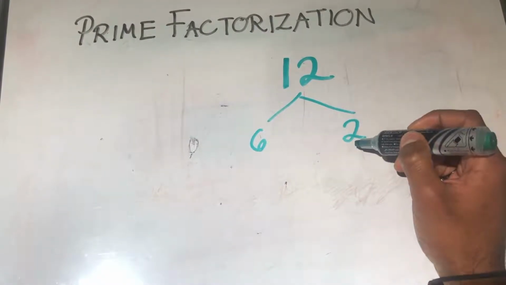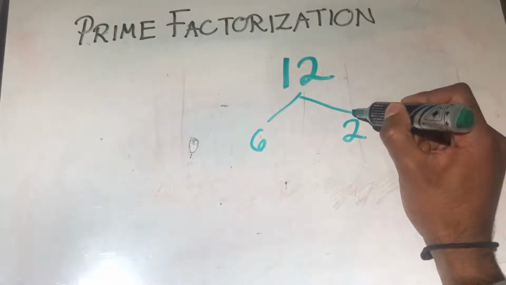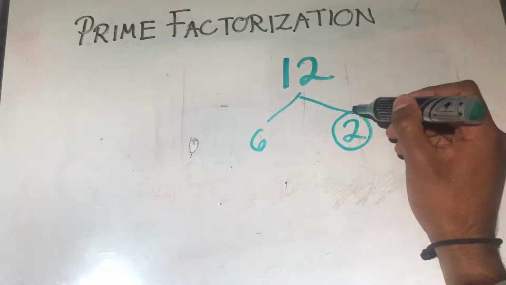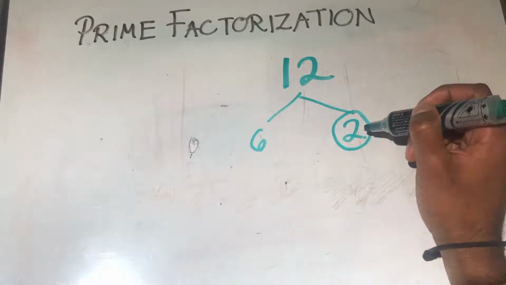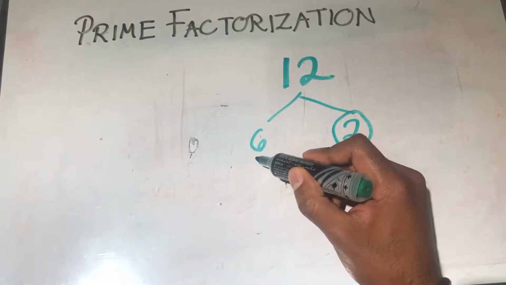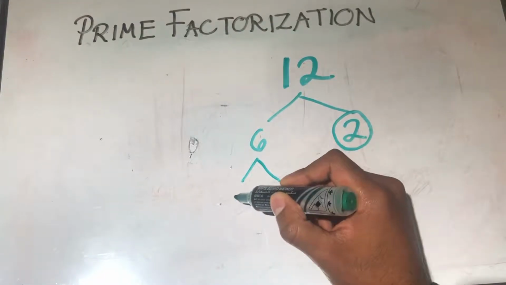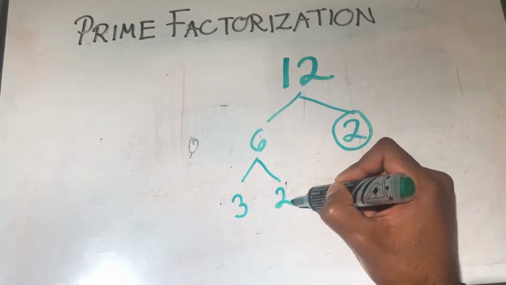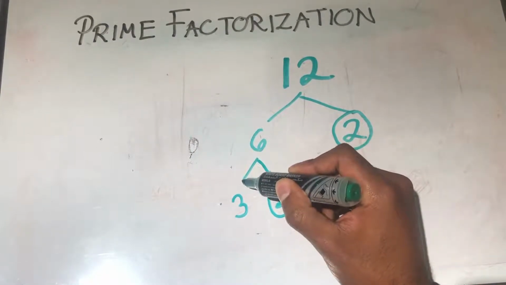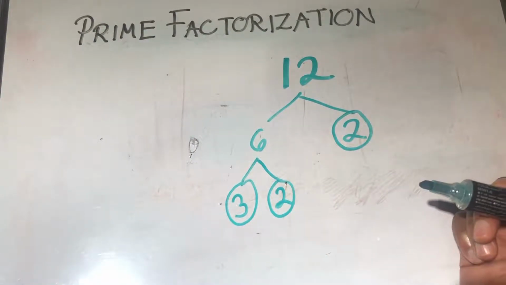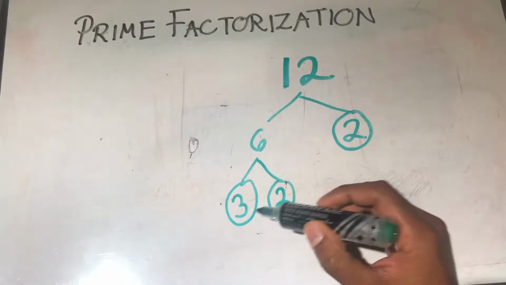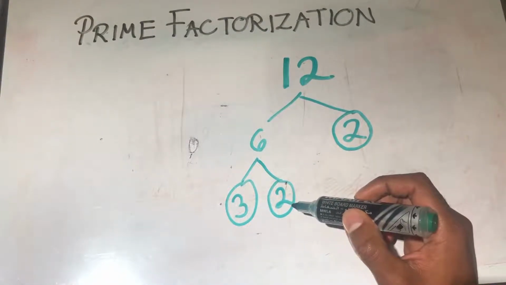Now, since 2 can't be broken down further, we can go ahead and circle it, and we can say that 2 is a prime number. 6, however, can be broken down into 3 and 2. Circling both numbers indicates that 3 and 2 are both prime numbers.